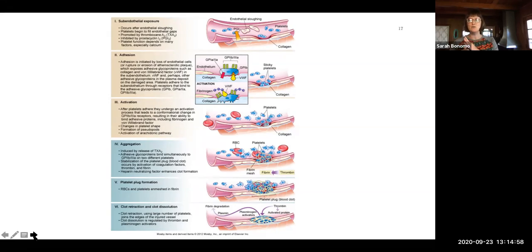Then essentially, once things are healed, what this picture shows is that you need to dissolve that clot. It can't stay there forever. Once the repairs have been made and the issue is resolved, the clot needs to dissolve safely and go away, because clots randomly running around the body are very dangerous. We'll talk about that in some of the disease processes that we get to. So this is just a good picture of what happens.